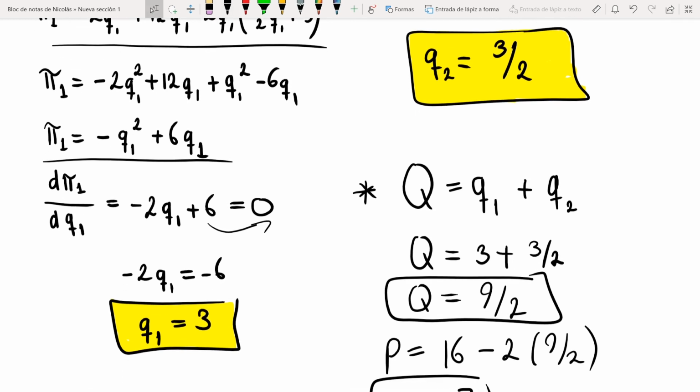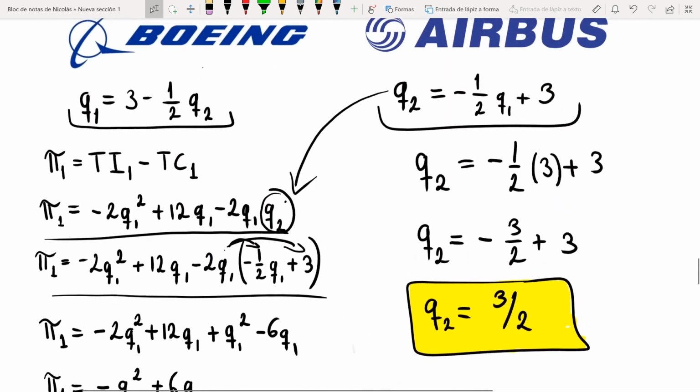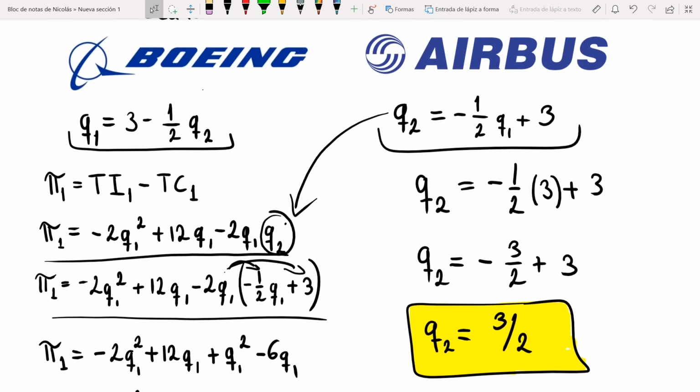Now that we have the quantity that the leader will produce, that Boeing will produce, we'll just come back right here to Airbus's best reaction curve and replace it right here in Q1, quantity 1. We know it's 3, so we just replace it and multiply. 1 over 2 times 3 is 3 halves, and we know that it's minus 3 over 2 plus 3, which is equal to 3 halves, or 1.5.